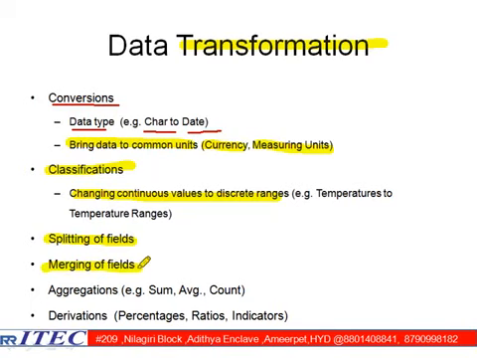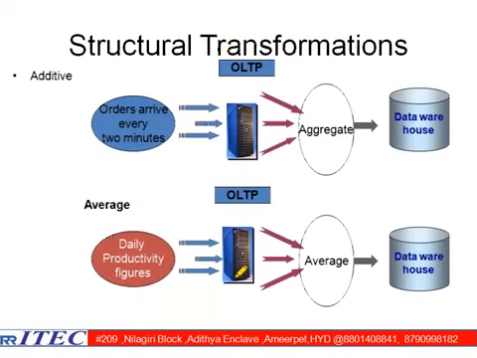Merging of the fields. What do you mean by merging? Let us say first name and last name, we are merging or concatenating them. Aggregations, we are trying to do sum, count, these things. Derivations, we are trying to calculate percentages, ratios and indicators. These things we are trying to derive. We'll go one by one.